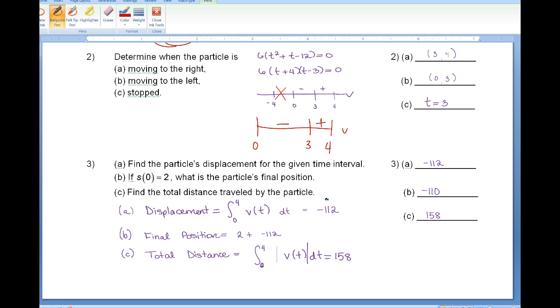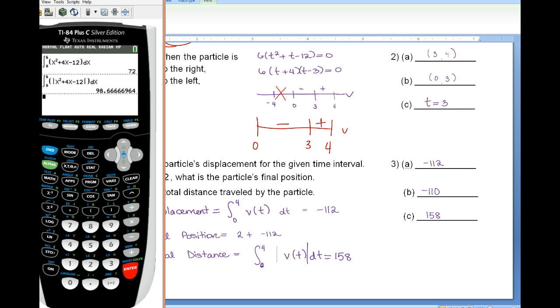For displacement, what's velocity? It's 6t squared plus 6t. Plug that in. How do we know it's negative 112? I just said use your calculator.